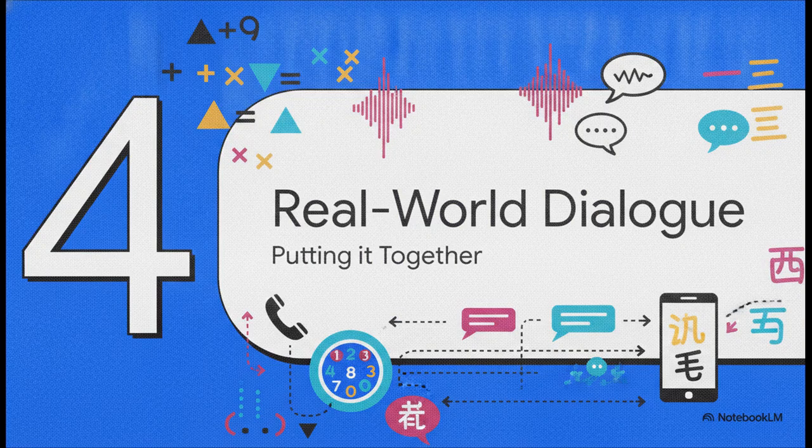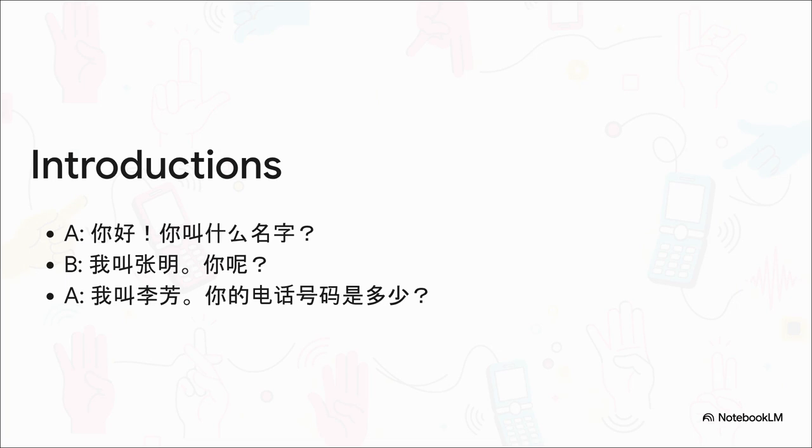Putting it together. Let's see how this all builds by combining our math, vocabulary, and grammar into a real-world conversation. Read this out loud with me. First, they exchange names. 你好,你叫什么名字? Hello, what is your name? Zhang Ming replies, 我叫张明. 你呢? My name is Zhang Ming. And you? Then Li Fang sets up the crucial question.